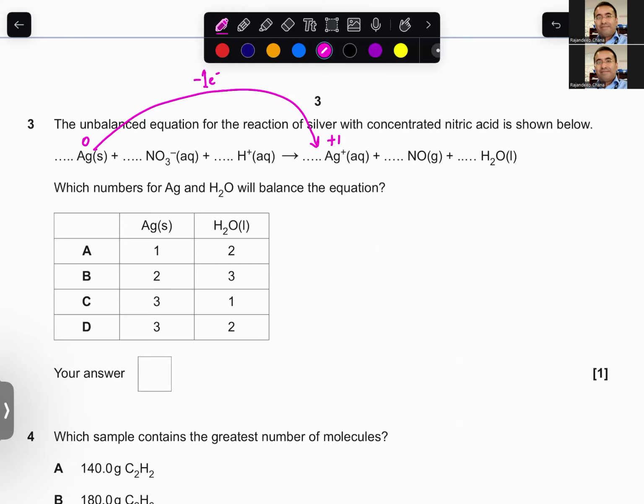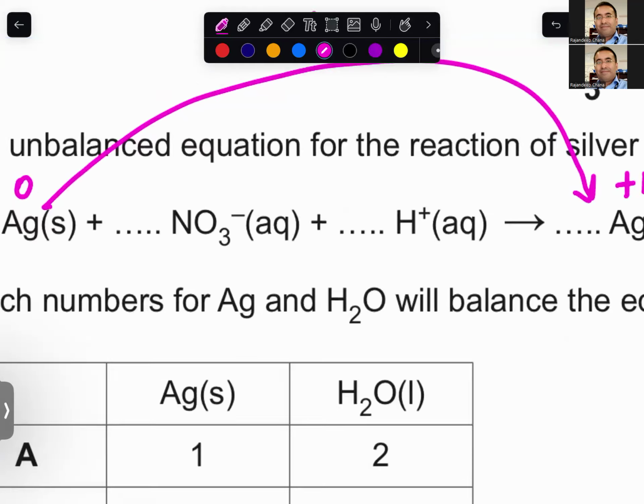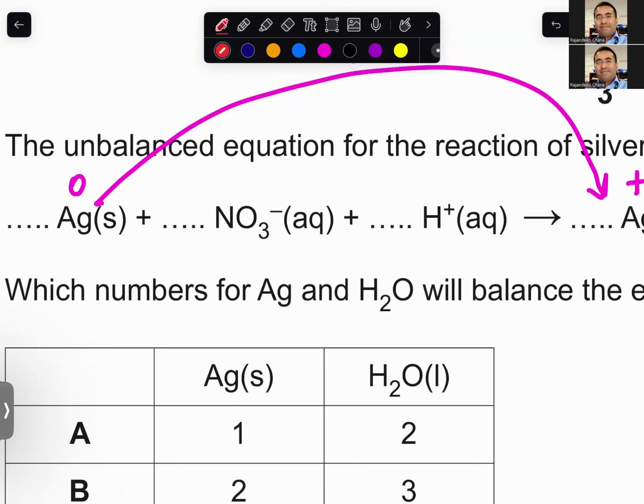Now, nitrogen in the nitrate ion has an oxidation number. Let's see. Each oxygen is -2. Why is it -2? Each oxygen is in group 6, has 6 electrons in the outer shell, has a tendency to gain 2 electrons to have a full outer electron shell, has an oxidation number usually of -2, most of the time.